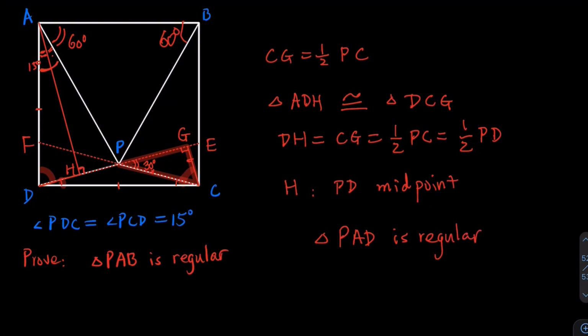Okay. So we have used four different methods to show that the triangle PAB is regular. Alright? So I hope you follow the steps and think about it. There could be other methods, I'm sure, for these classic geometry problems.